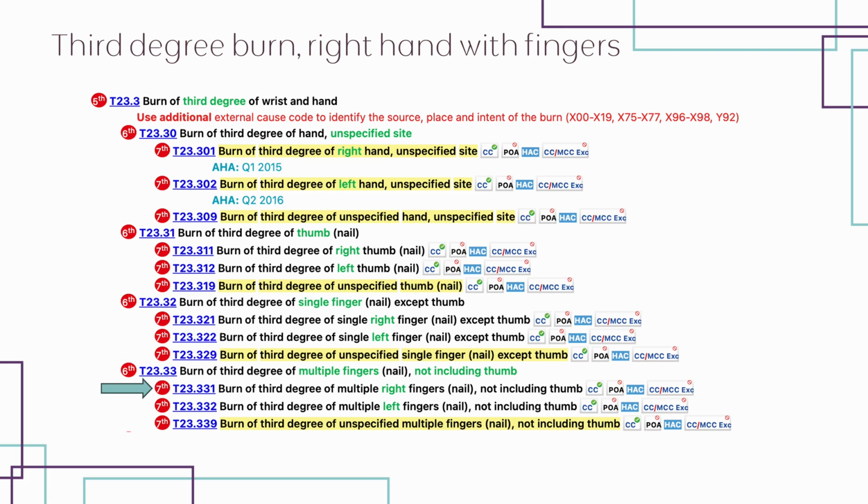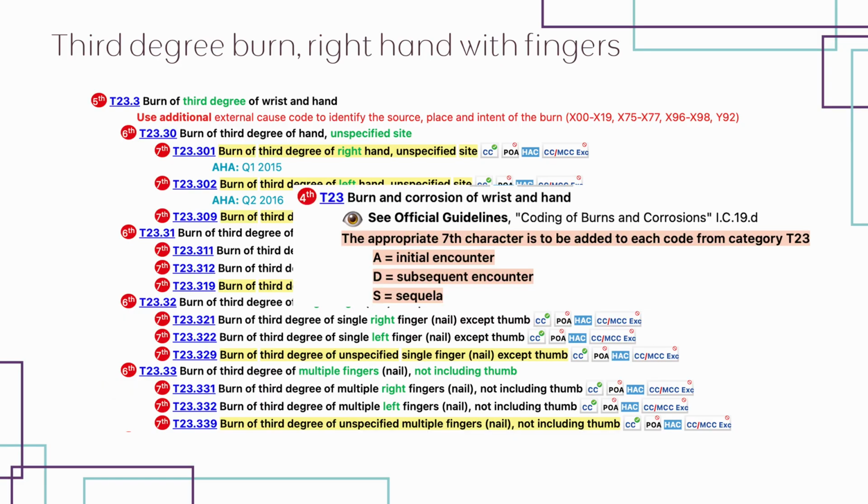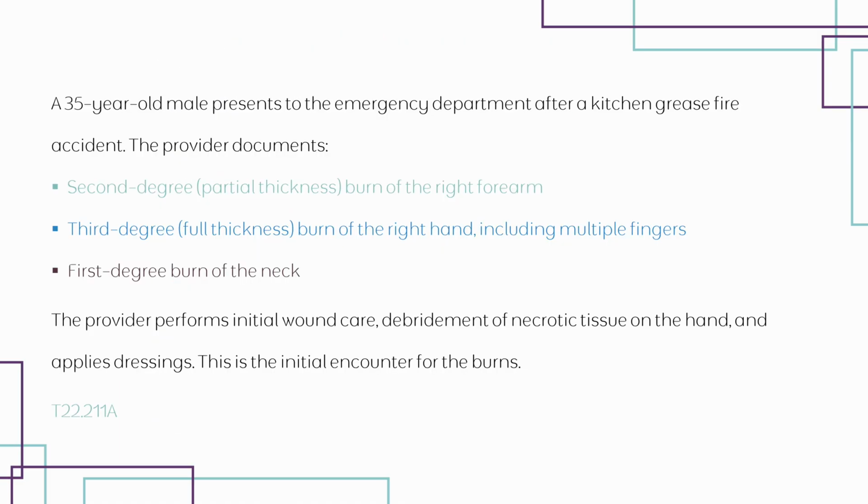We need a seventh character, so let's look at category T23. Again, we have the same seventh characters, so we will choose for the initial encounter, seventh character A, for the active treatment. So for this, we will code T23.331A. Now, let's add the codes for the burns to the hand and fingers to the list.